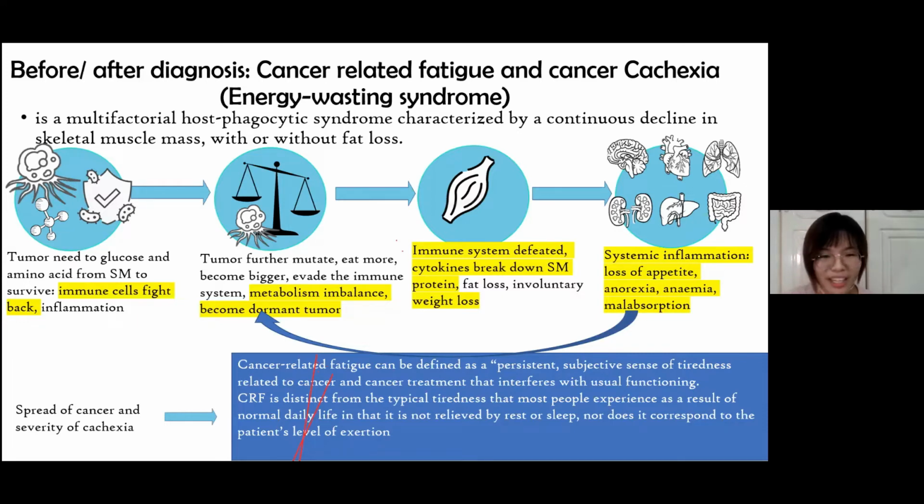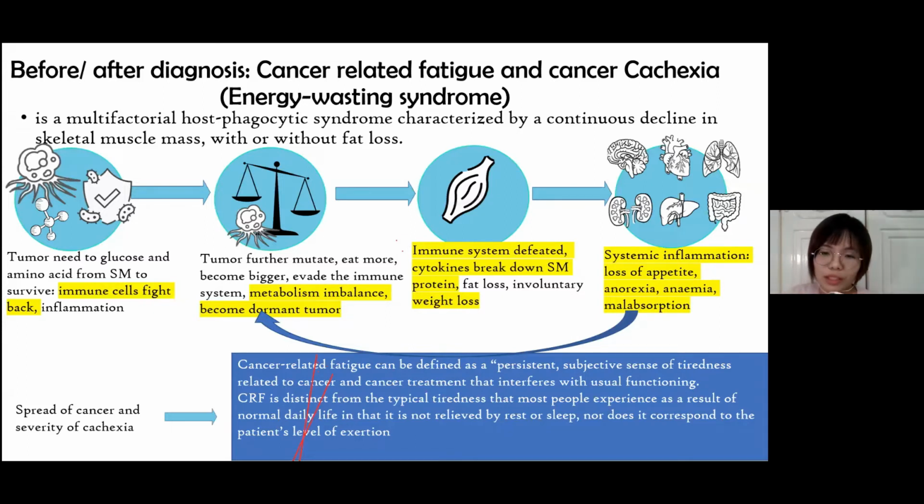It starts to mutate, and the further it mutates, it even becomes stronger, and it eats more, becomes bigger, and eventually, finally, our immune system will fail because our immune system will really become weak. It will invade and take over our body, so it will cause metabolic imbalance and become the new normal. They take over our body.